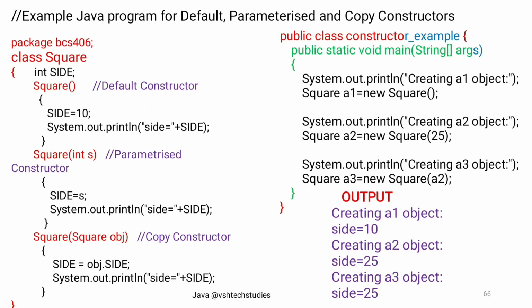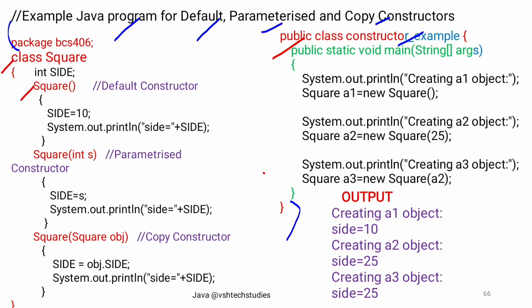Right. So here we have a Java program to illustrate default, parameterized and copy constructors. The name of this Java program is Constructor_Example. So it is from here to here. The main program is here. The class designed is here. What is the name of the class? Square. How many constructors are taken in that? 1, 2, 3. That is default constructor, parameterized constructor and copy constructor.